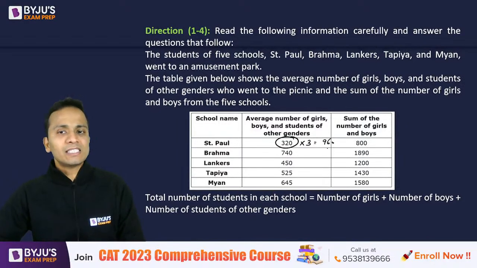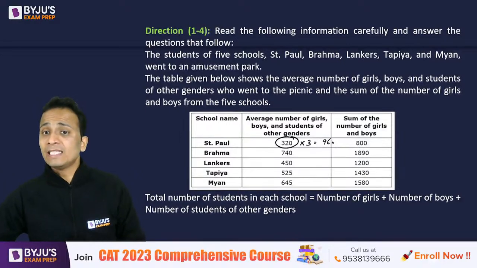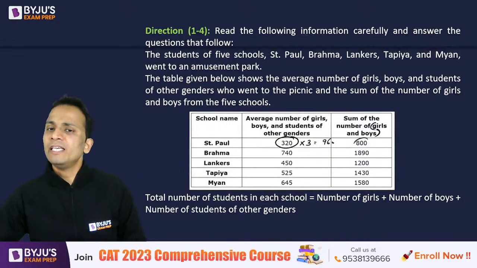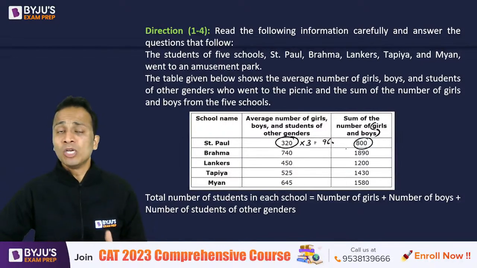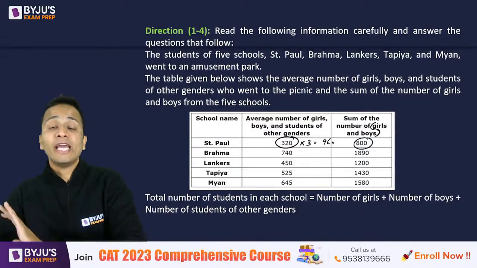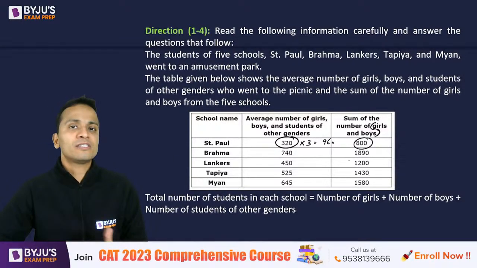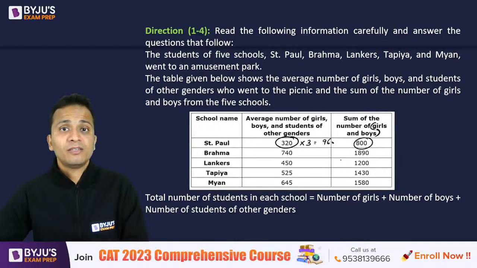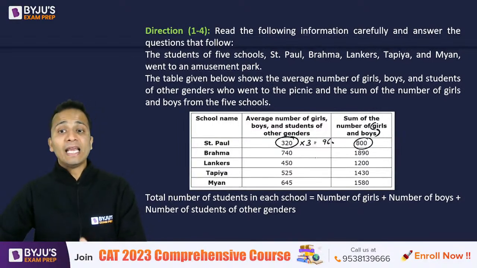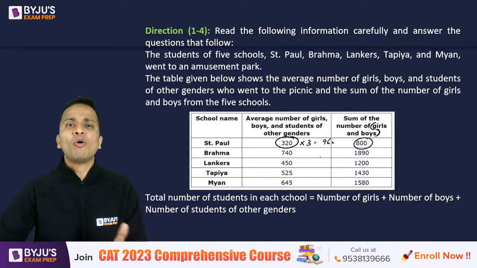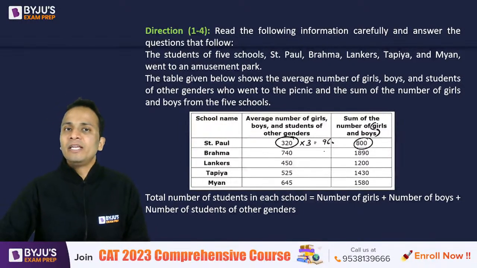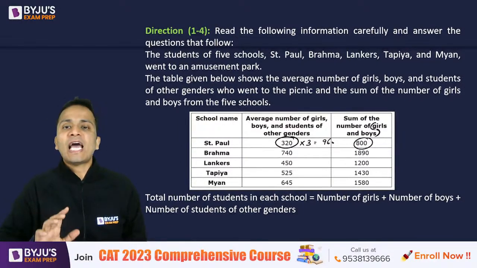All right, 960 is the total number of students, and the sum of number of girls and boys is given in the next column, which is, sorry, 800. So if I subtract 800 from 960, the difference is 160, and that will give me the number of students of other gender. Fine. So from this data, for every school, I can calculate the number of students of other gender. Right? I cannot calculate the number of girls and boys separately, but I can calculate the number of students of other gender for each and every school.